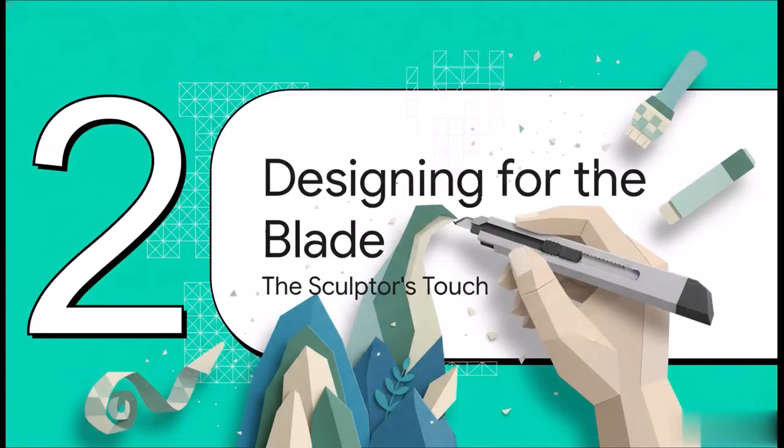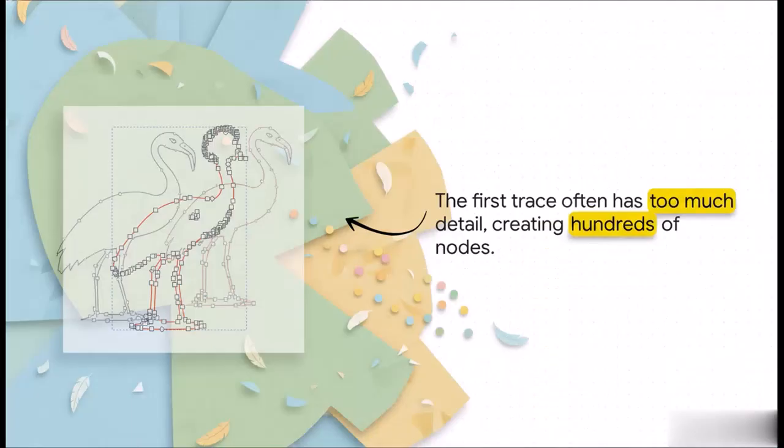Now, getting that initial trace is just step one. The next phase is all about refining it. It's part technical, part artistic. This is where you kind of become a digital sculptor, really. Because that first automated trace, well, it often has a big problem. The software is almost too good. It tries to capture every tiny little bump and feather, which creates hundreds of little points or nodes. It's just way too much information for a clean cut.